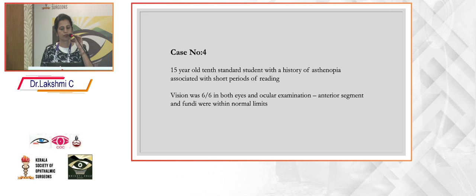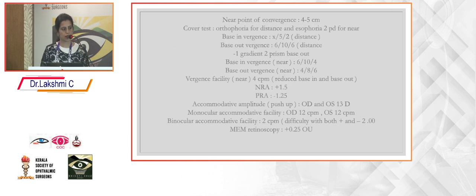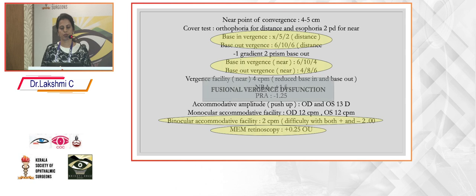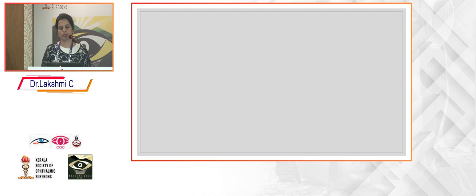The next case is a 15-year-old 10th standard student with similar complaints. And now let us see, he has orthophoria. The cover test shows orthophoria and esophoria for near. Now we check the base-in and base-out vergence. Both are slightly less. It's not normal. And in accommodative facility, he has difficulty in clearing both +2 and -2. So from the accommodative facility, we know that he's finding it difficult to relax and induce his accommodation. And from the vergence data, he's not able to converge or diverge. So this is a fusional divergence dysfunction. He's having difficulty in both of these. So this is how we select what test to do further.